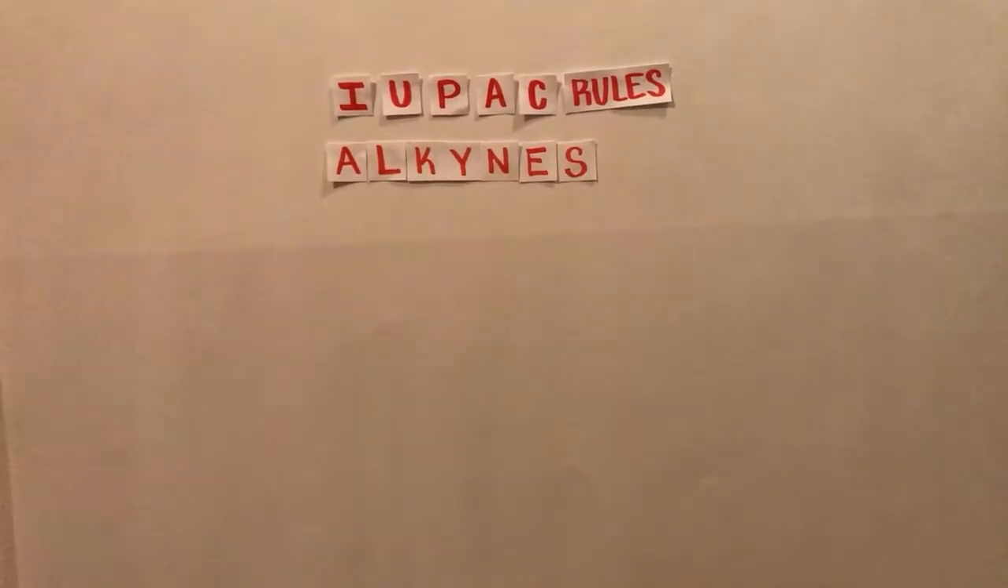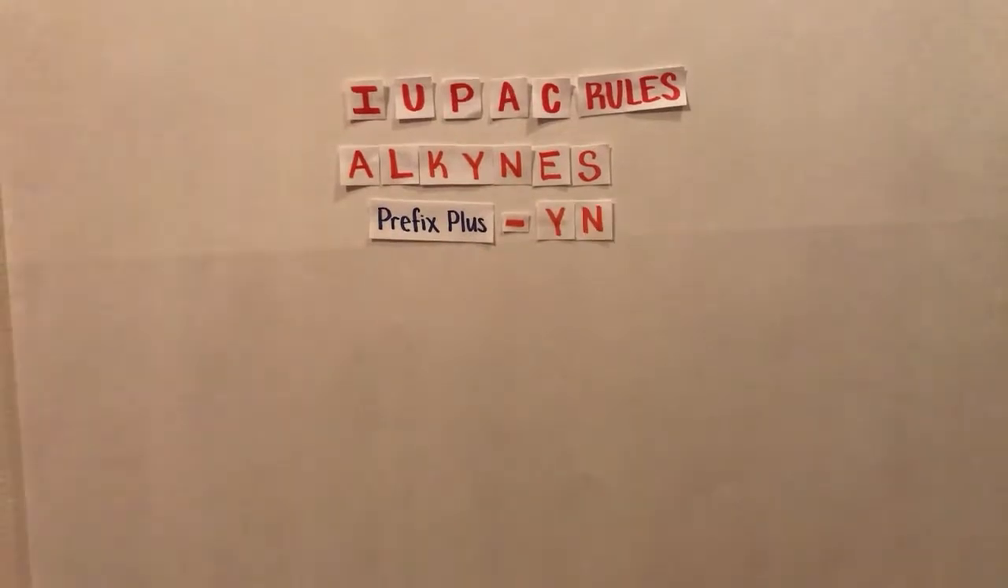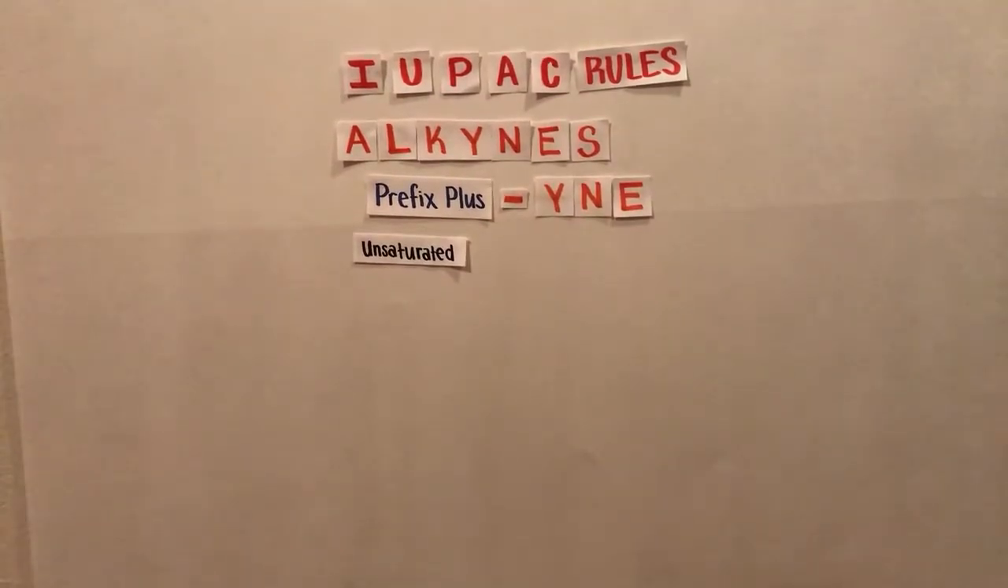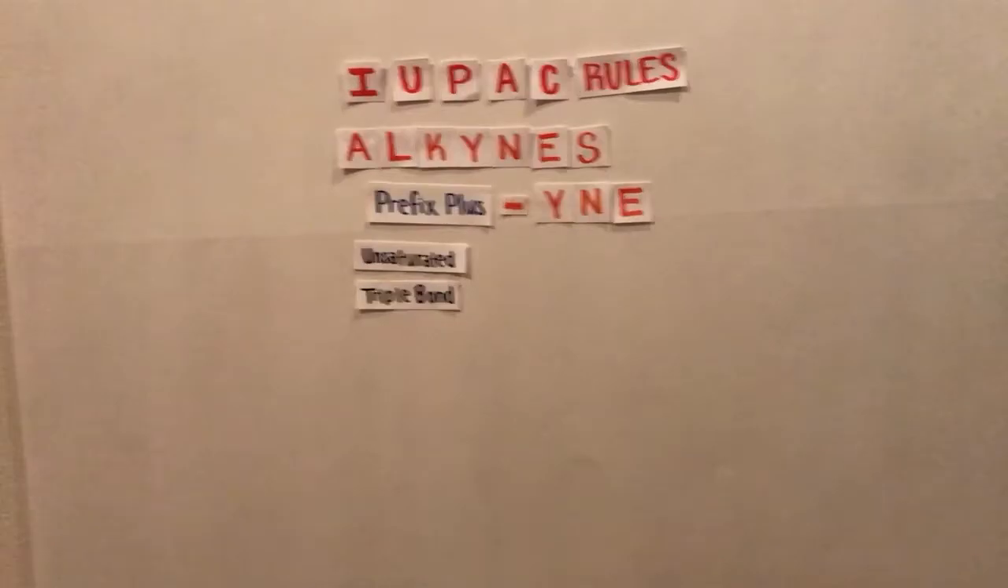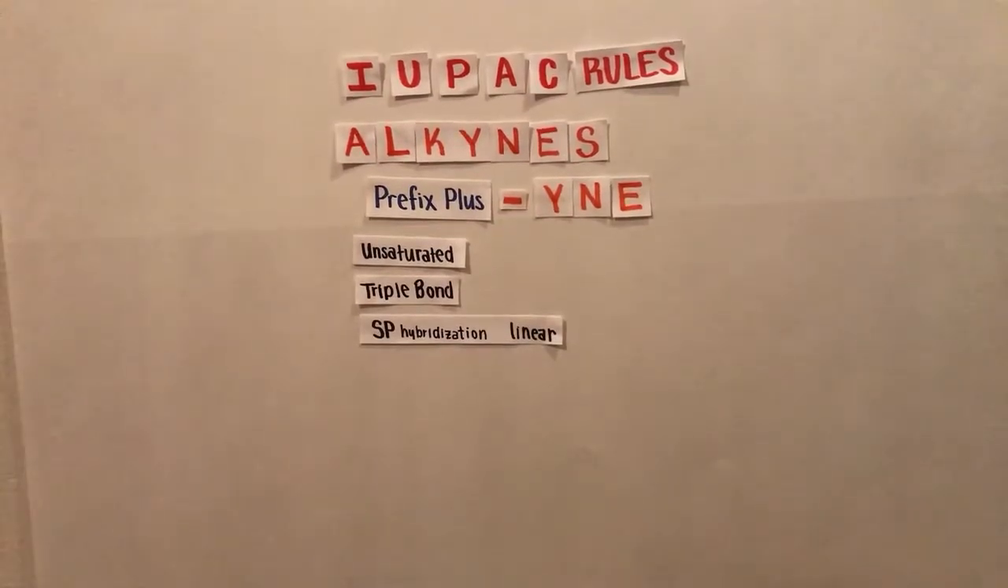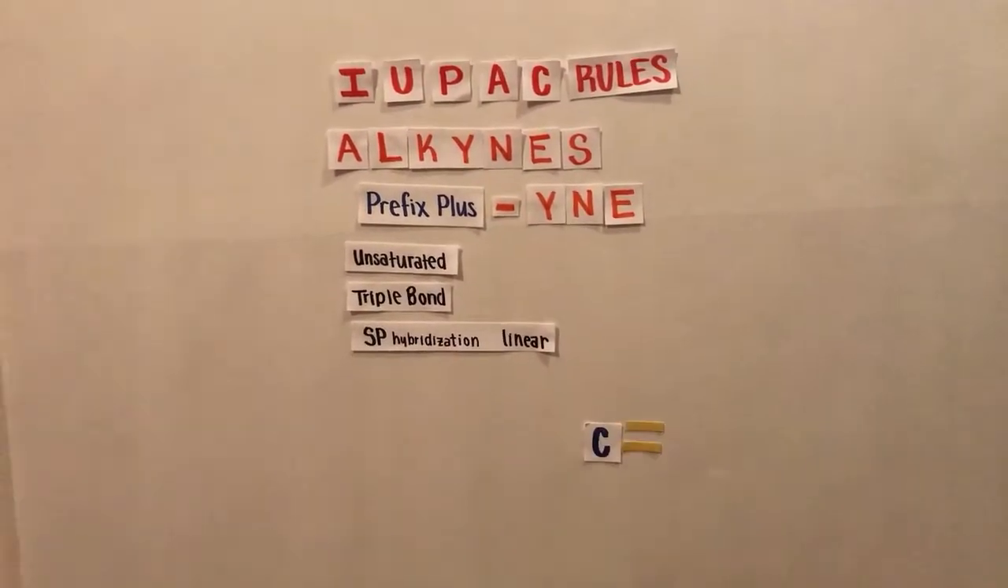Alkynes use the prefix and then yne at the end. They are unsaturated, and they have a triple bond, which makes them unsaturated. They have an sp hybridization, and they are linear.